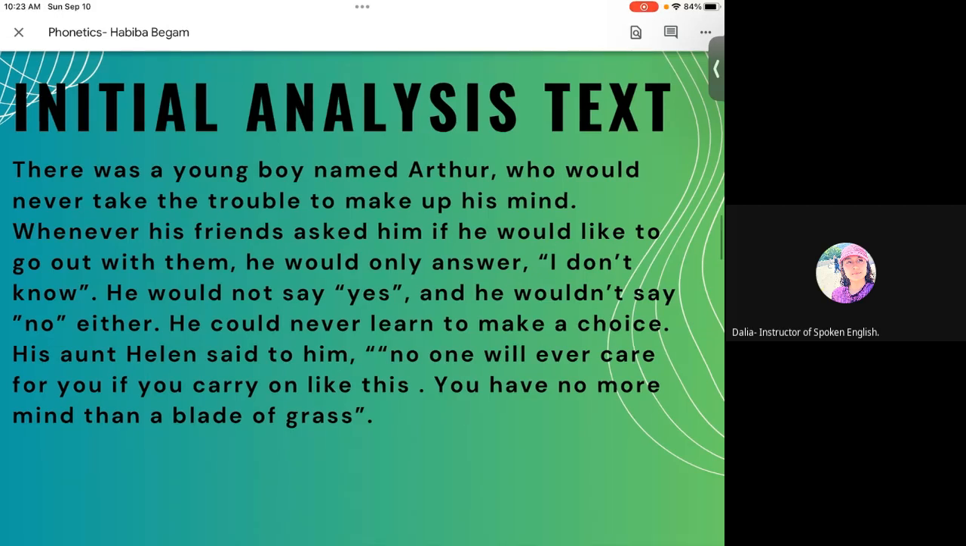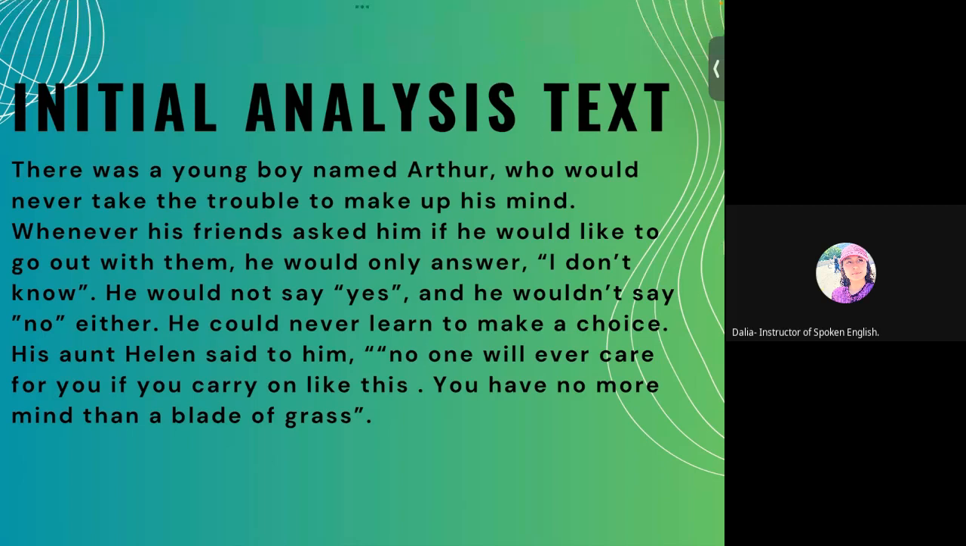There was a young boy named Arthur who would never take the trouble to make up his mind. Whenever his friends asked him if he would like to go out with them, he would only answer, I don't know. He would not say yes, and he wouldn't say no either. He could never learn to make a choice. His Aunt Helen said to him, no one will ever care for you if you carry on like this. You have no more mind than a blade of grass.